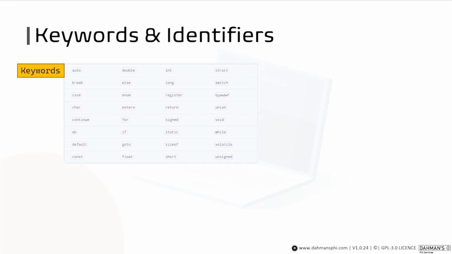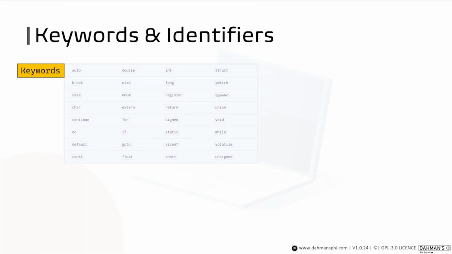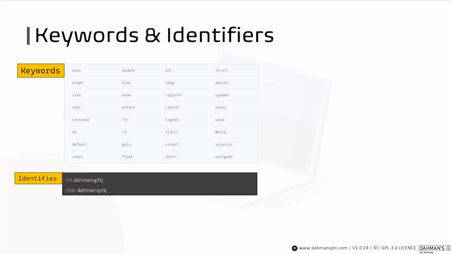Keywords imply that those words have been reserved by C programming language. In other words, if you are writing code and you attempt to use one of these keywords as, for example, an identifier or variable, then the compiler will throw an error. So you have to make sure that you don't use any of these keywords because they are already reserved, and the compiler recognizes them as reserved words with a specific meaning in C programming language. For example, auto, break, case, char, continue, all these are reserved keywords in C programming language. Now, what does identifier mean?